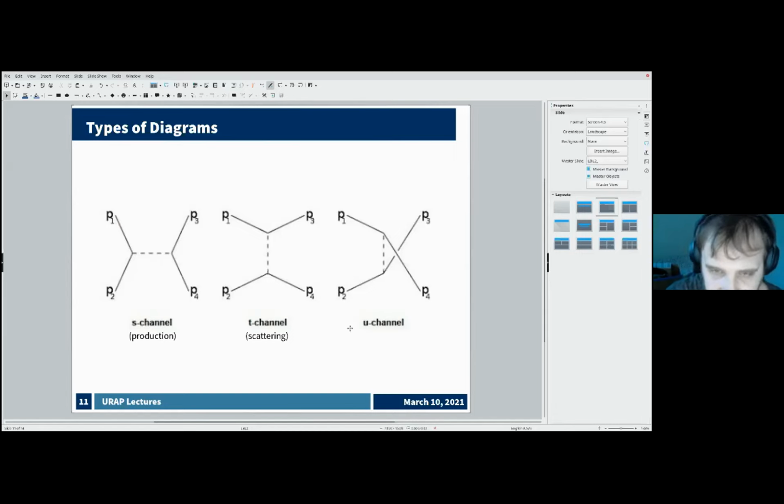You have a T-channel, and you can think of it as scattering. In this case, the P2 particle is just hanging around somewhere. P1 comes zooming by. It interacts via some kind of a mediator, maybe a photon in the case of the electric force, and they just scatter off each other, go along their way with some change in momentum. And then you also have a U channel, which is similar to the T channel, but the particles change positions.